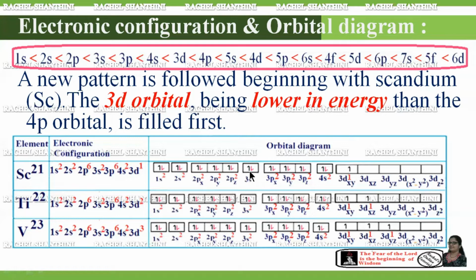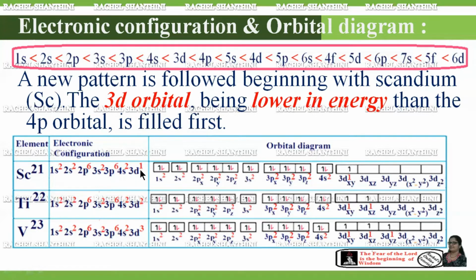Then 3s2 we have 2 electrons, 3p6 also we have 2 electrons in each of the orbitals, that is 3px, 3py, and 3pz. So totally 6 electrons we need to draw here. Out of these 6, 3 will be in the upward arrow mark and 3 will be in the downward arrow mark. Then 4s2, we have to draw 2 arrow marks, one upward and one downward as usual.